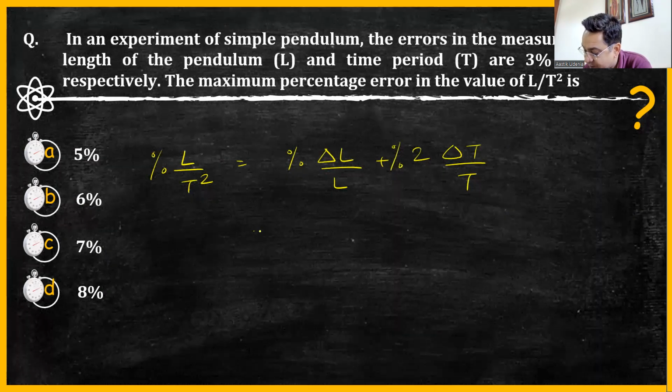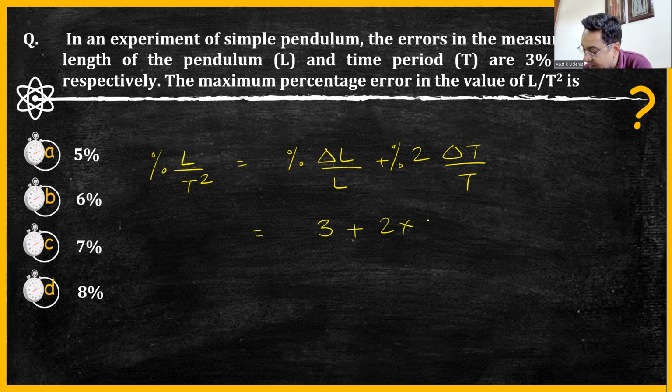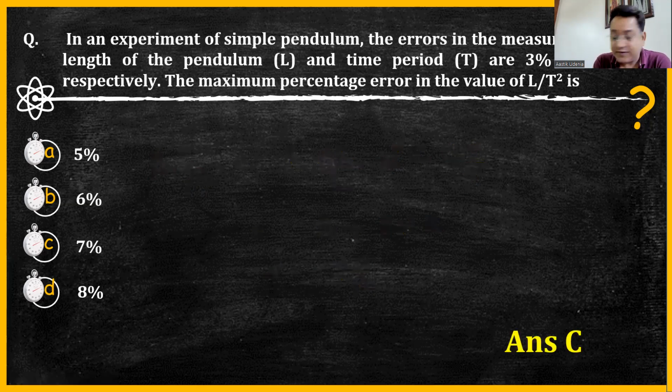In percentage, this will be 3 plus 2 multiplied by 2%. So the answer would be 7%. Do we understand this, everyone? Yes, sir. Option would be C. We get this? Yes, sir.